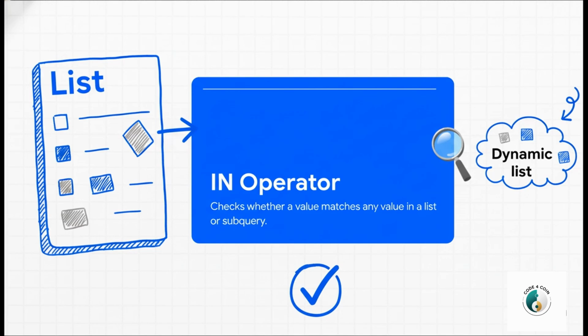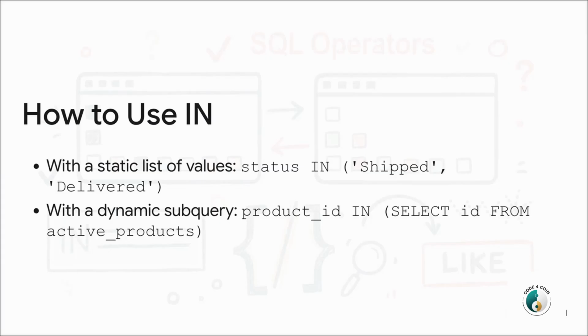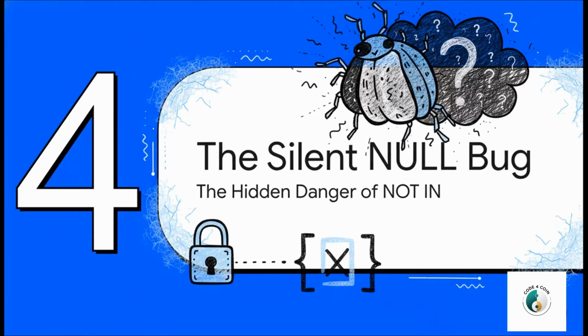And the cool thing is that club can be a hard-coded list of values you type out yourself, or it can be a dynamic list that gets generated by a whole other query. So you can see it in action in 2 main ways. You can use a static list, right? Just checking if an order's status is either shipped or delivered. Or you can get dynamic with it and check if a product ID exists inside the results of a subquery that's pulling all your active products. Super, super flexible.